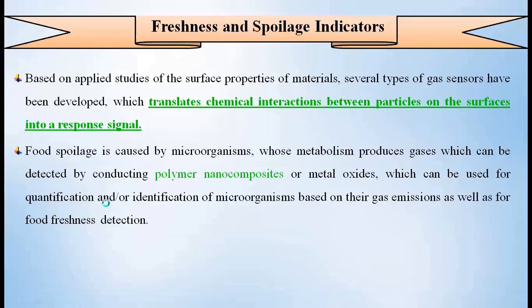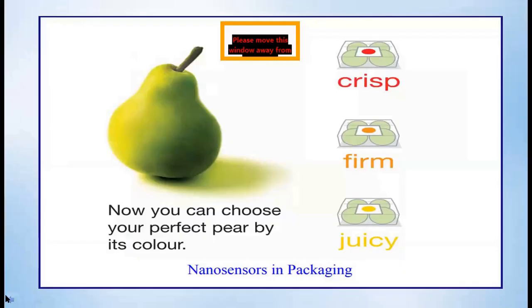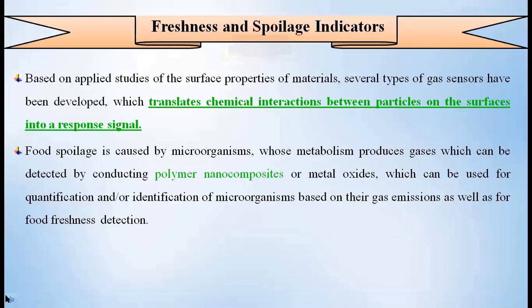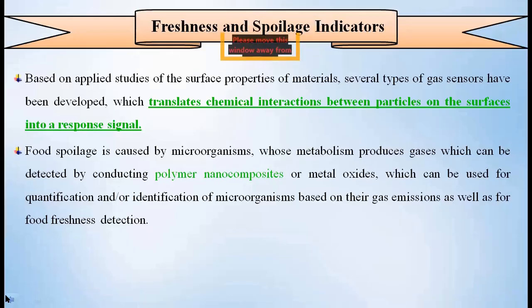Okay, so now we move to our lecture. This is the slide in which, as I told earlier, we find how fresh the fruit is. Now, freshness and spoilage indicator. Based on applied studies of surface properties of material, several types of gas sensors have been developed, which translate chemical interaction between particles on the surface into a response signal.